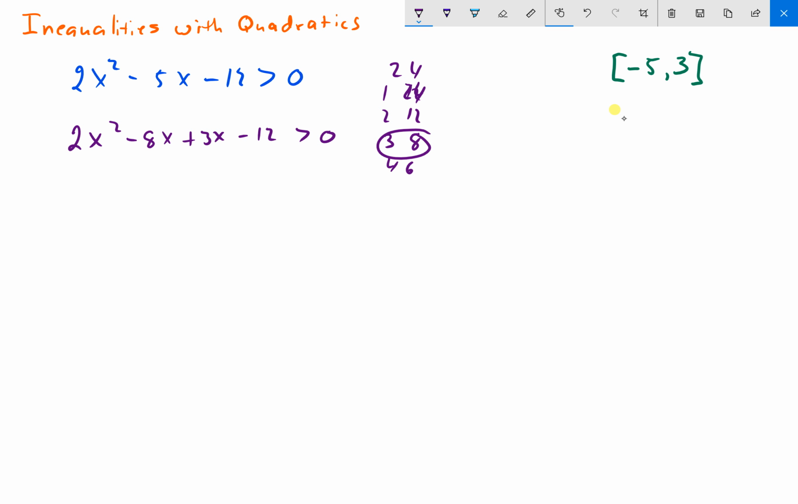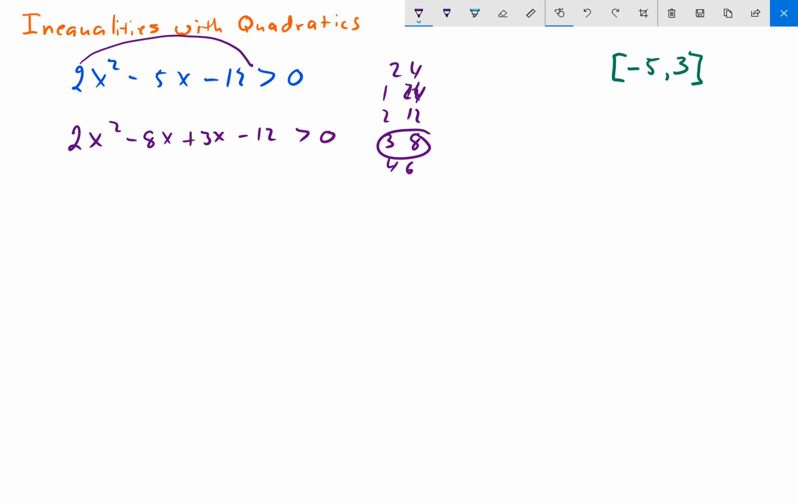And once again, I want you to understand the reason why I do this is because if I multiply 2 times 12, that's where I got my 24 from. Negative 5x, I rewrote as negative 8x plus 3x. Negative 8x plus 3x is negative 5x. So if you take a look, these two are the same. They're just written differently. All right. So I hope that does make sense.